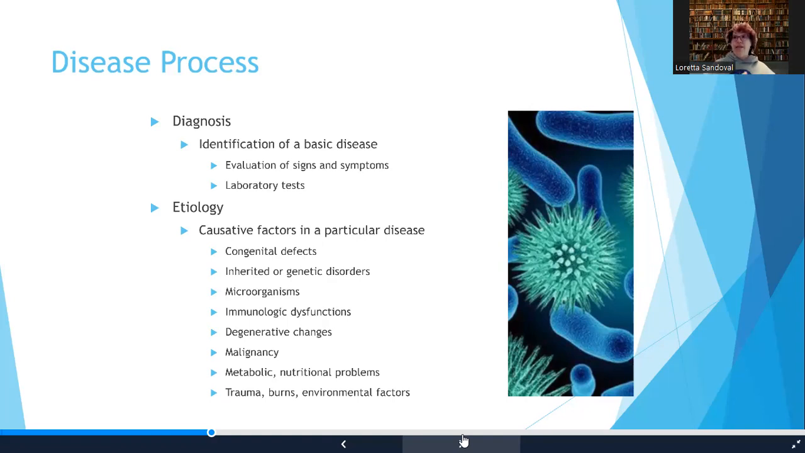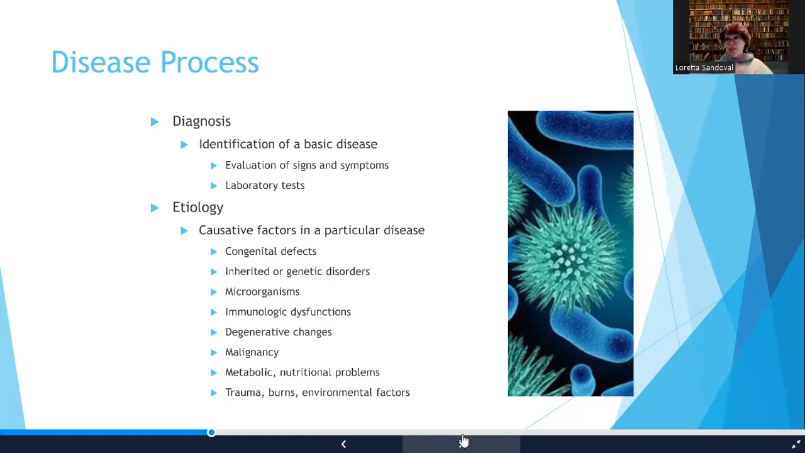A virus or a bacteria can be the etiology of a particular disease. Of course, viruses have taken up a lot of our lives in the last few years because we're talking about them, thinking about them, and trying to avoid them all the time. It could be an immunologic dysfunction, so an allergy or an autoimmune disorder. Degenerative changes, like arthritis or degenerative disc disease, are anything that's wear and tear on your body or things that happen as you get older.